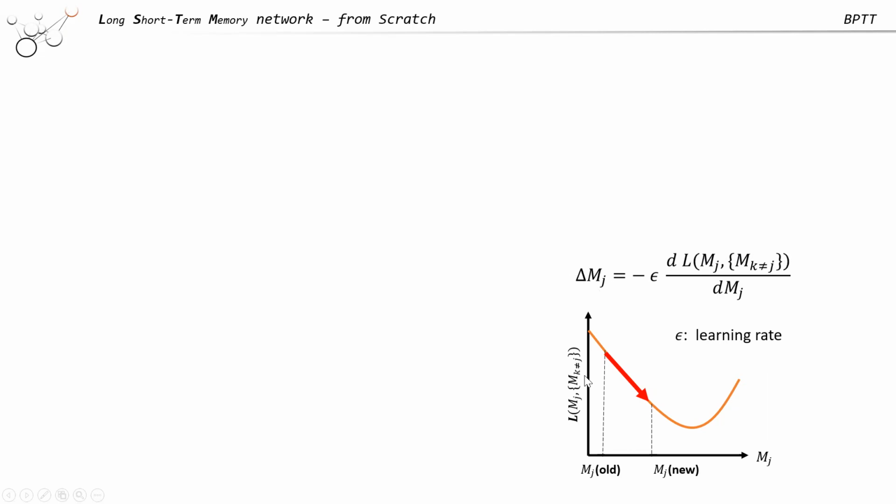I also want to illustrate this. If the gradient is negative, it just goes down in the loss function here, so the new value of mj is larger than the previous one. So the change is positive. And if the gradient goes up, the change is negative, so that it automatically goes to a minimum. Ideally, this is a global minimum.